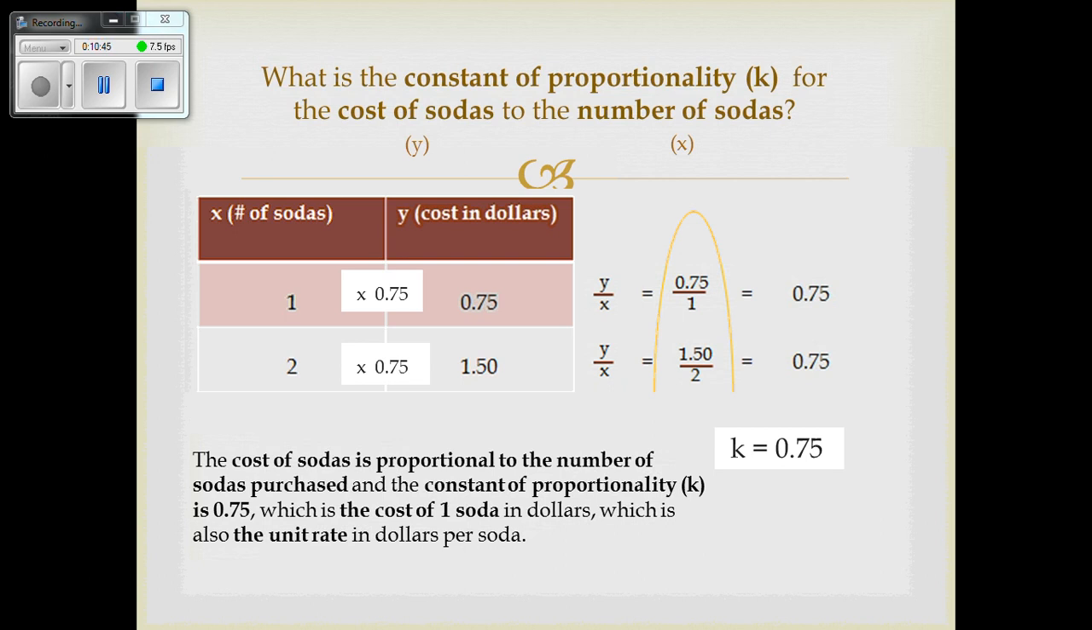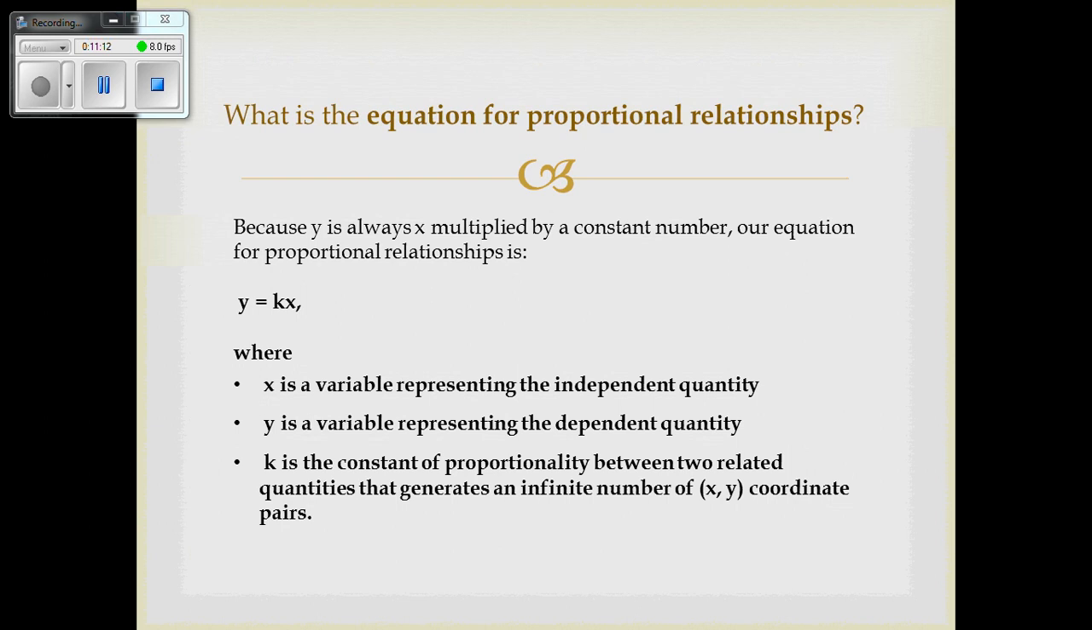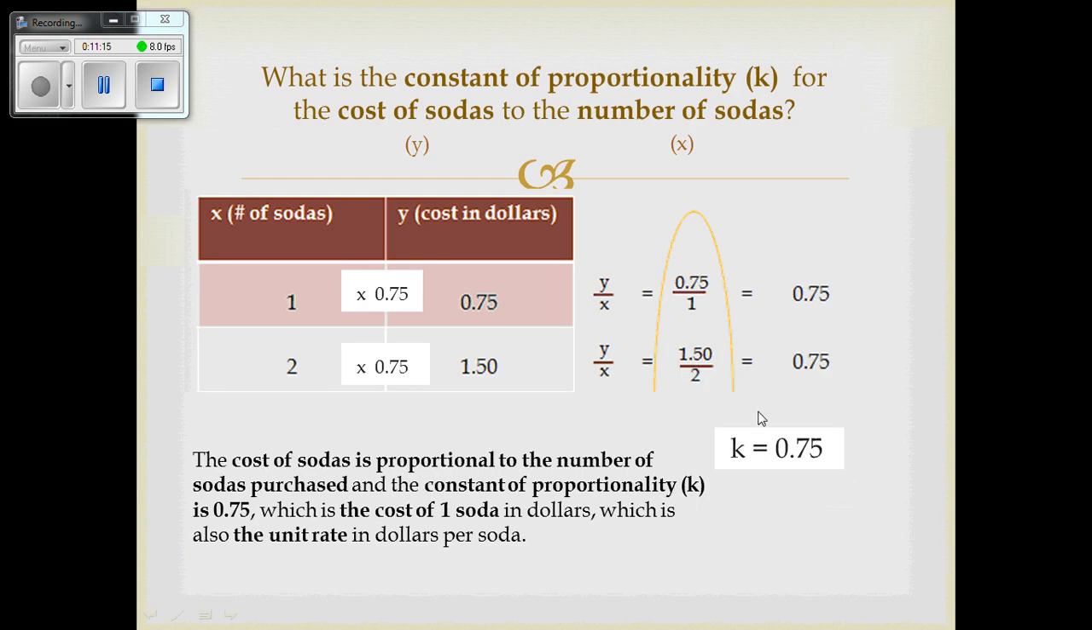Well, we can see in the table, I've kind of lined it up here. If we have one soda, we multiply that by 0.75 and we get the cost of the soda. And the same thing happens if we have two sodas. We multiply by that cost and we get our $1.50. So 0.75 not only is the unit rate for cost of soda, it is also k, our constant multiplier in the situation. So in our situation, k is 0.75. It's also the cost of one soda.